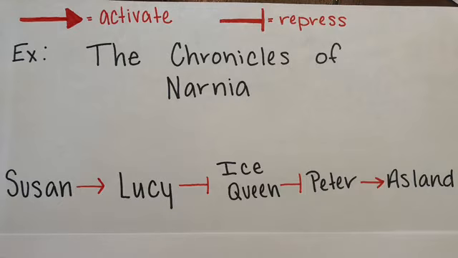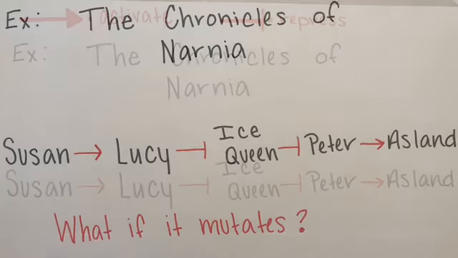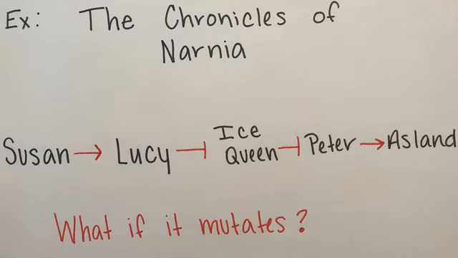This is based off of the information found in the story because to protect the people of Narnia, Aslan has to win a war against the Ice Queen. He cannot do this without the help of the 4 humans. So when we look at our original sequence, what would happen if the strand mutates?